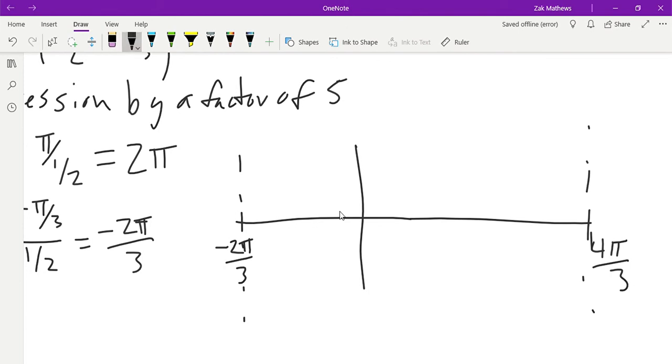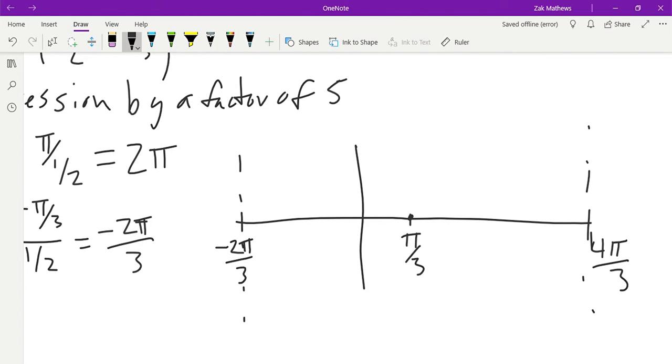So now I have my two asymptotes. I'm going to start looking for the other points. I know exactly halfway in the middle will be my 0. So if I add negative 2 pi over 3 and 4 pi over 3, that is 2 pi over 3. And then cutting in half would give me pi over 3. So that right there will be my halfway point. That will be my 0.